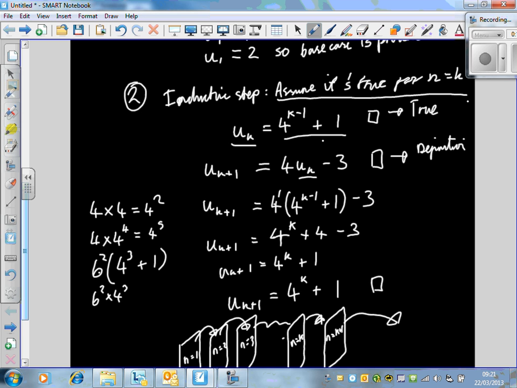Does that make sense? We're not proving the case, we're assuming that. We're proving the k plus 1th case based on the truth of that statement there. That's why the base case is incredibly important, because we need one case to work, because if one case will work, then they'll all work after that. That's why it's an incredibly powerful method of proof.